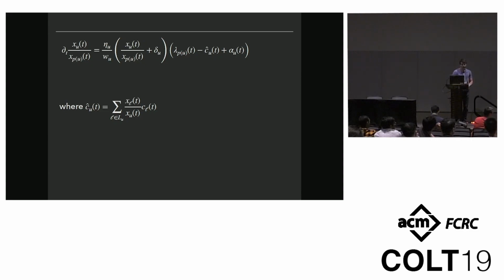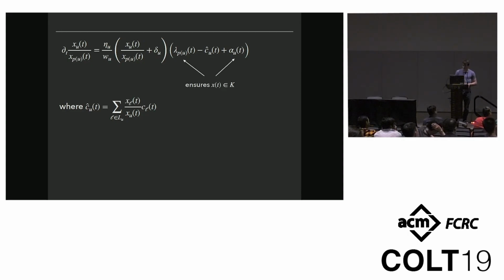So this algorithm also has a nice interpretation in continuous time. So the evolution of this fraction, x_u over x_pu, is the probability of being in the subtree rooted at u, conditioned on being in the subtree rooted at pu. This evolves according to this formula.